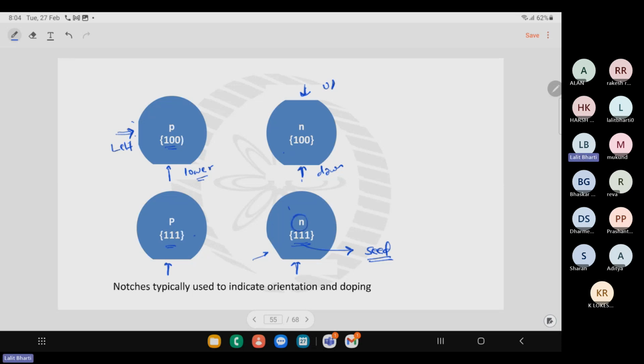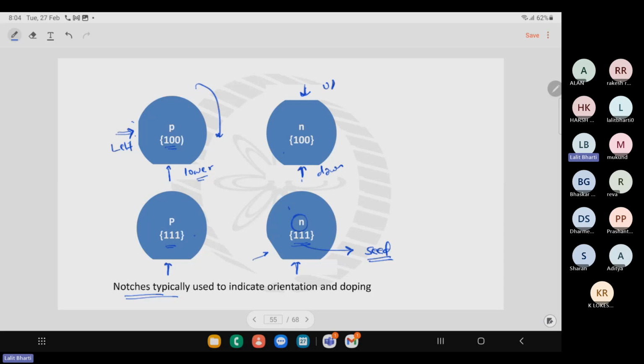So it doesn't depend on which angle you are looking at it. If you rotate the disc, your cuts are still made up like that. That is why these notches are very well defined. So these indicate the orientation and the doping. So one will not get confused: 111, 100, what does it indicate?